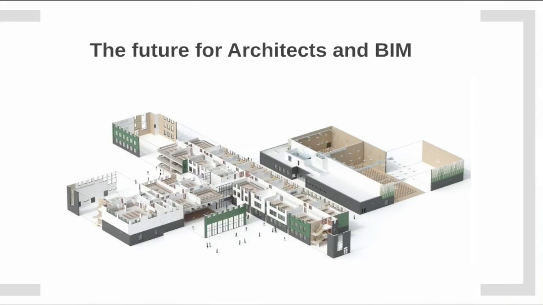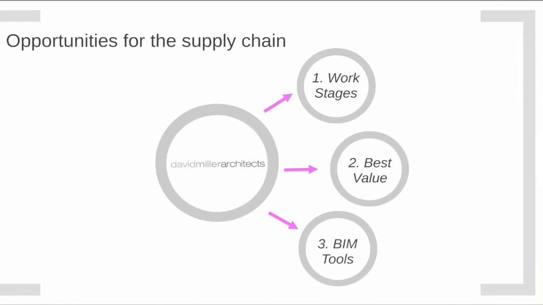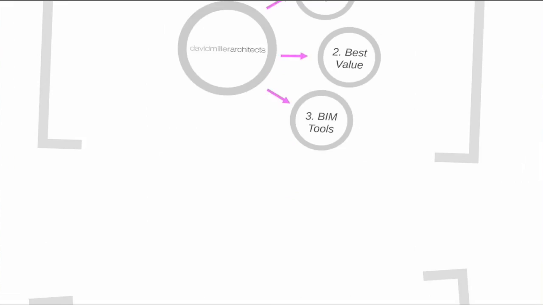So finally, I'm just going to summarize what we've discussed and how we see that impacting the future for architects and BIM. You know, we see real opportunities for the supply chain, first of all in the work stage involvement and project stage involvement. We also see a shift in the best value of the model from, as I mentioned before, a lowest cost to the actual end life cycle value of the project. And we also see, through the use of BIM tools, really driving efficiencies in the design and specification process.